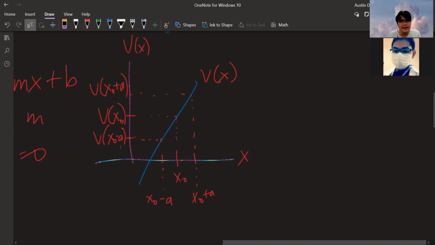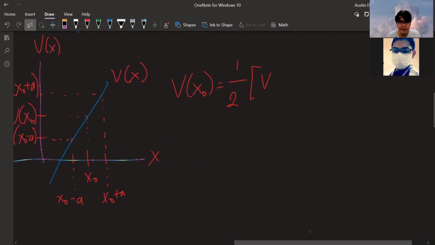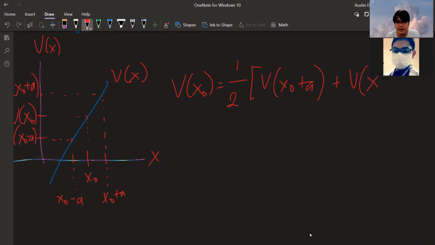Okay, so with this, since it is linear naman, you can actually get what V of x naught is. And that is the average of V of x naught plus a plus V of x naught minus a. Okay?